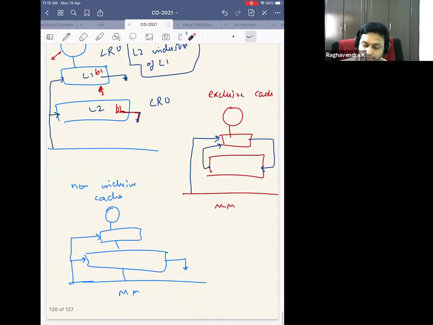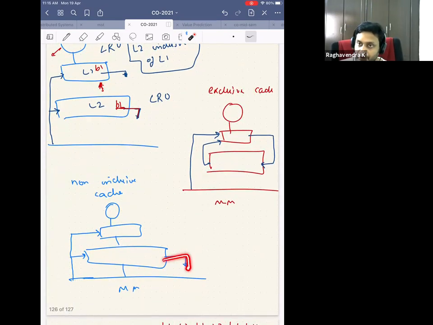But whereas in a non-inclusive cache, if you remove a block from the last level cache, you are not sending a back signal. You are not saying to L1 that please remove this block. The block can continue to be in L1. So there might be a stage in the execution where L2 is not strictly inclusive of L1. That's why it's called a non-inclusive cache.